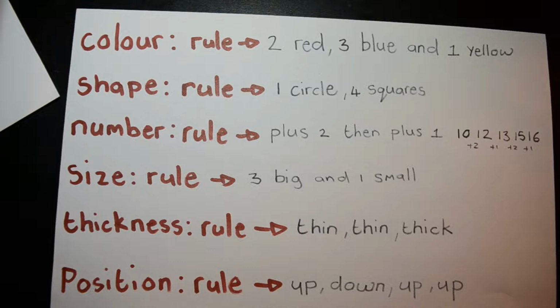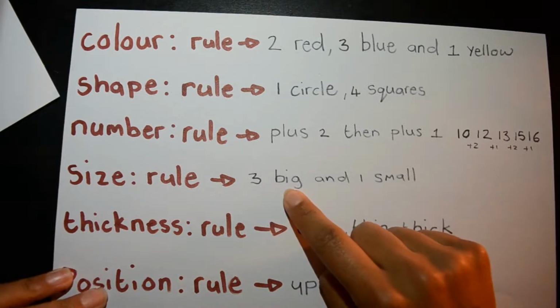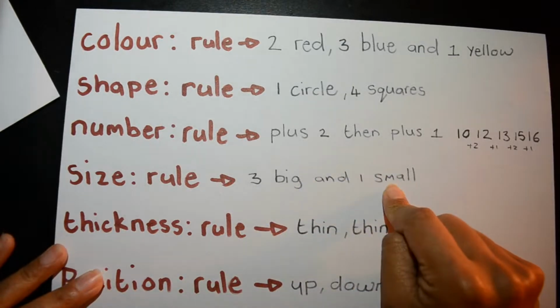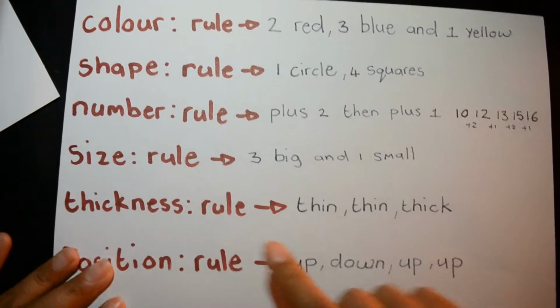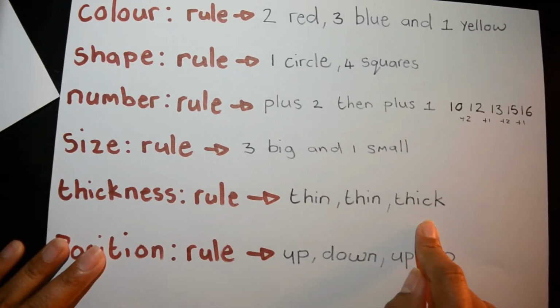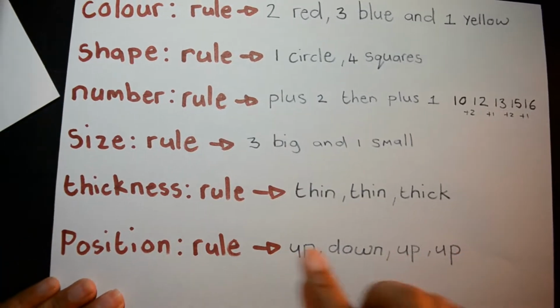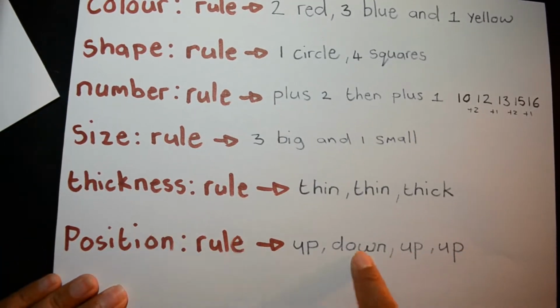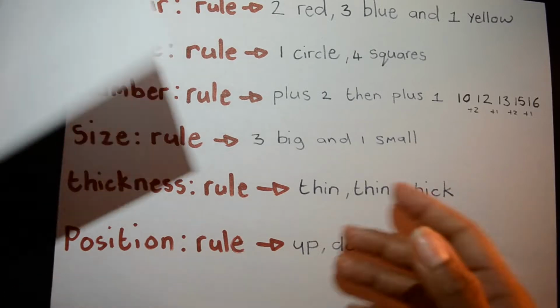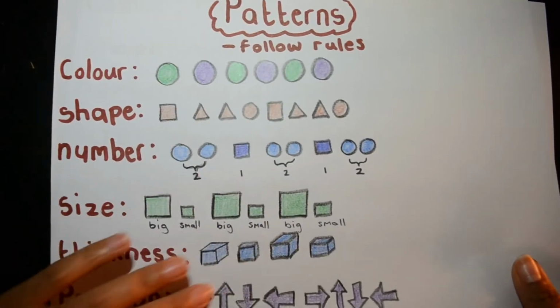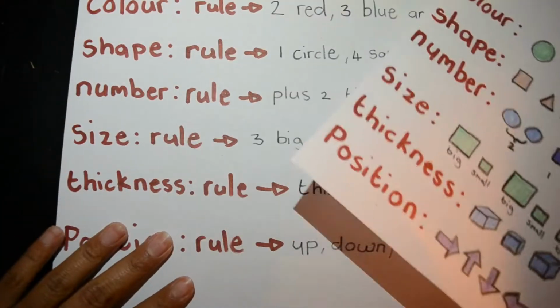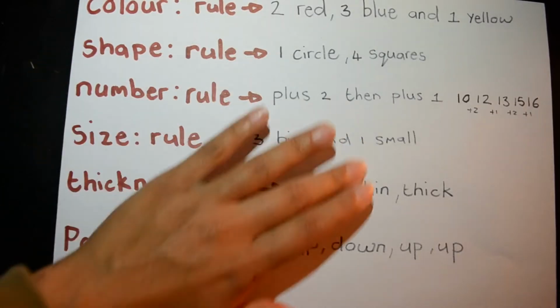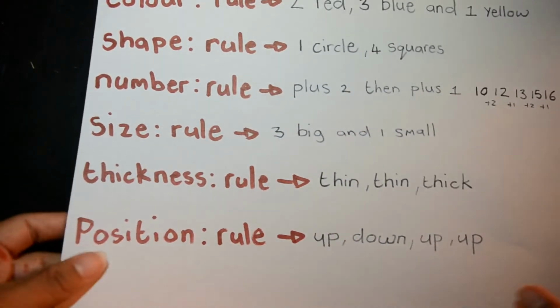And then for size, I said 3 big and 1 small. Thickness, thin, thin, thick. Okay. And then position, up, down, up, up. Okay. So you're gonna do those two patterns for me, this pattern page of your own, and then another one where you're following these rules. Okay, and that's it for maths.